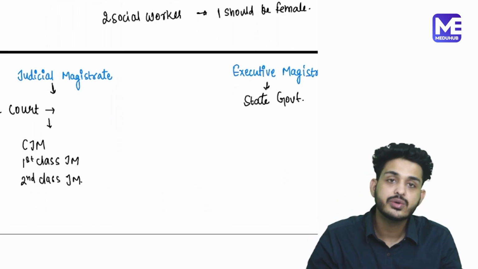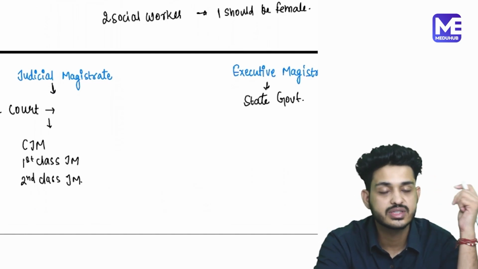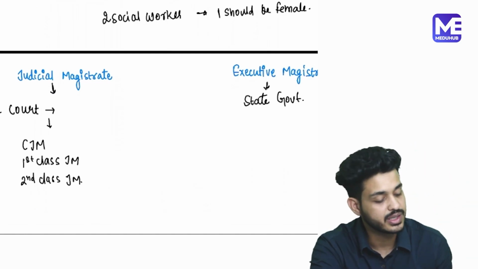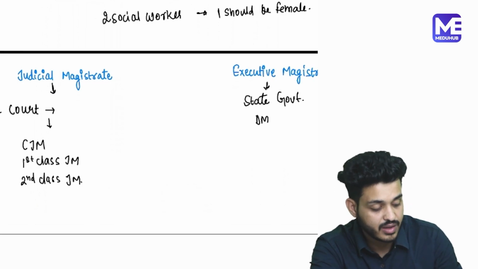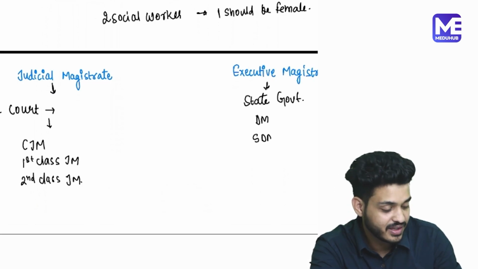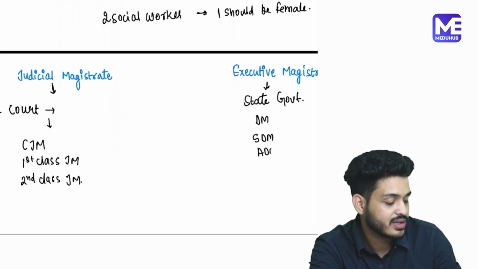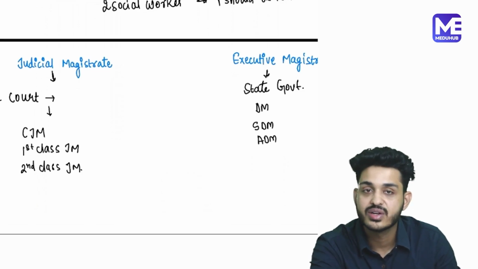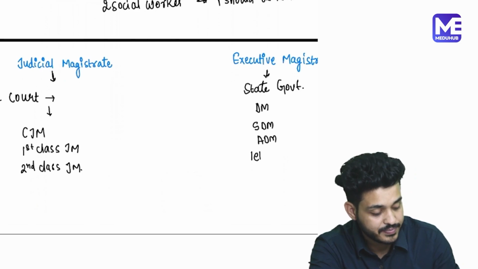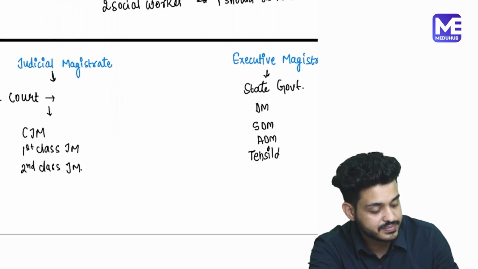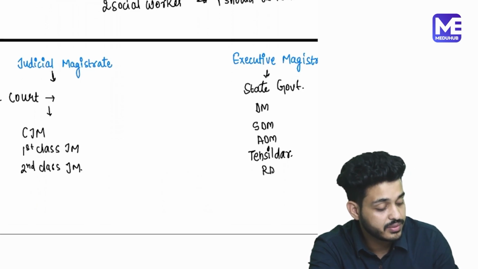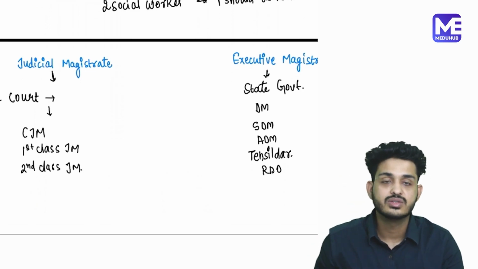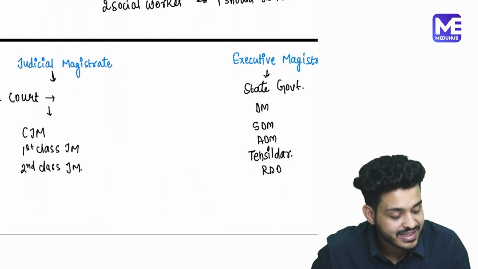In executive magistrates, we are going to see different people. Who are we going to see here? We are going to see DM, SDM, ADM, Tehsildar, and also RDO. So these are the people who are executive magistrates.